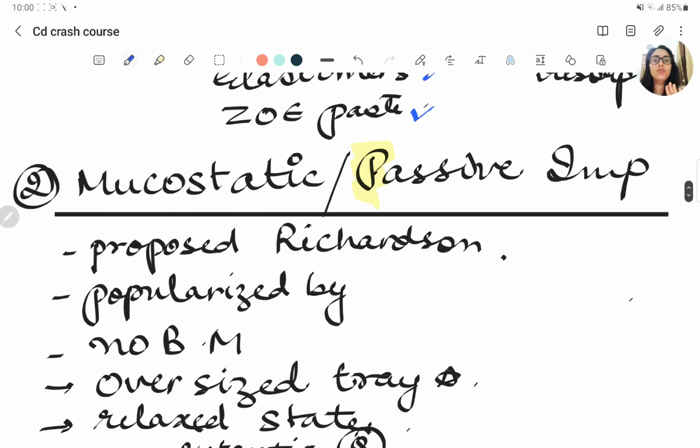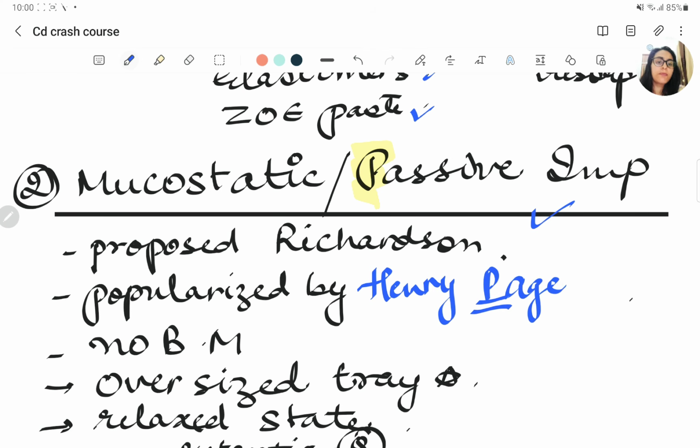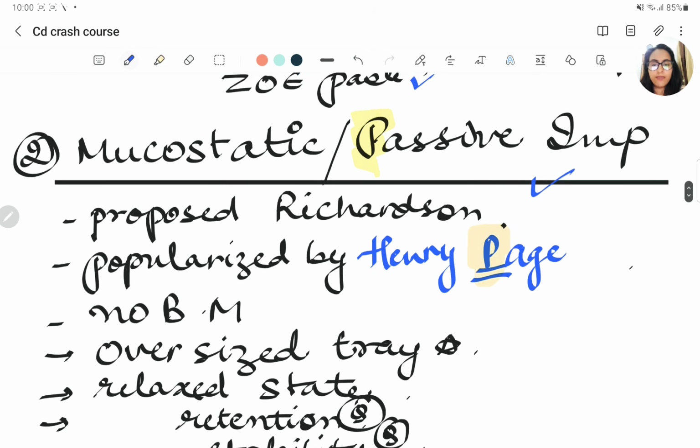Mucostatic means the mucosa are going to be static, that means in its place. You're not displacing the tissues, you're not displacing the mucosa. So the mucosa is as it is. That is why it is a passive impression, because there is no pressure applied. It is given by Richardson and popularized by Henry Page. So remember, P for passive and P for Page. Henry Page is the one who popularized this mucostatic impression technique.